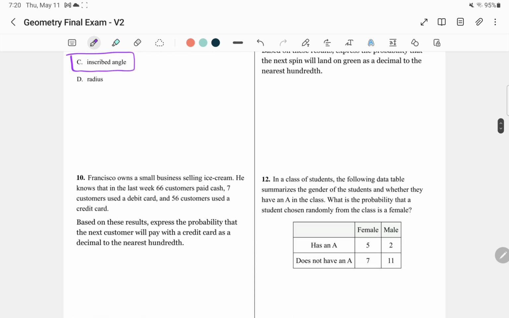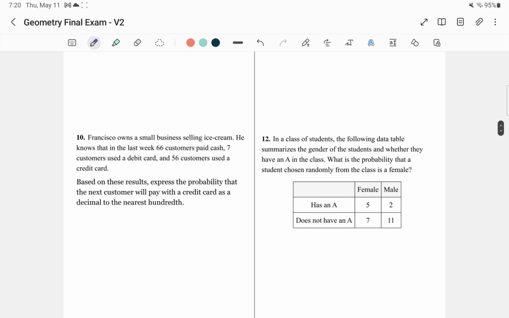And then finally, number 10 is a probability question. Francisco owns a small business selling ice cream. He knows that in the last week, 66 customers paid cash, 7 customers used a debit card, and 56 customers used a credit card. Based on these results, express a probability that the next customer will pay with a credit card as a decimal to the nearest hundredth. So let's look at who paid with a credit card. So cash, debit card. So here's 56.